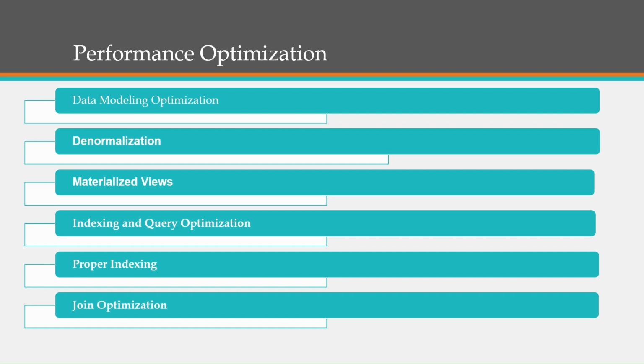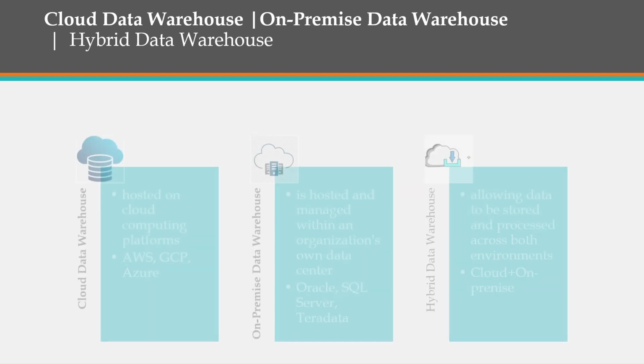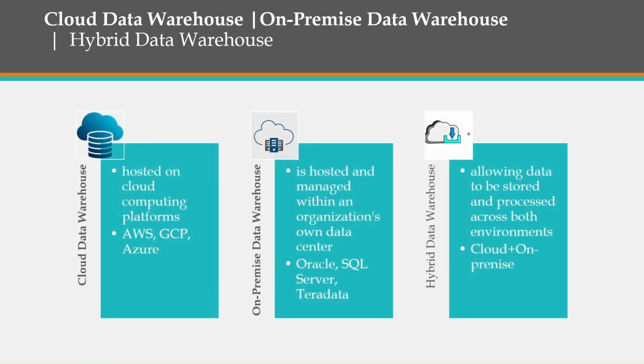Performance optimization can be approached in several key areas within a data warehouse: data modeling optimization, denormalization, materialized view, query optimization, indexing, ETL processes, and join optimization. Next is cloud versus on-premise versus hybrid. Let's understand the differences. Cloud data warehouse.